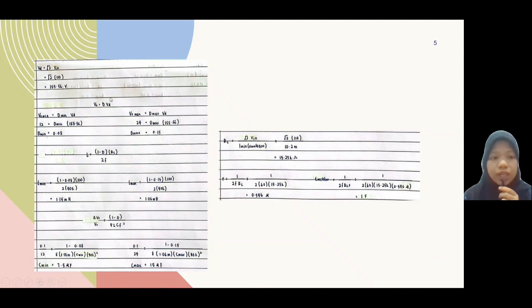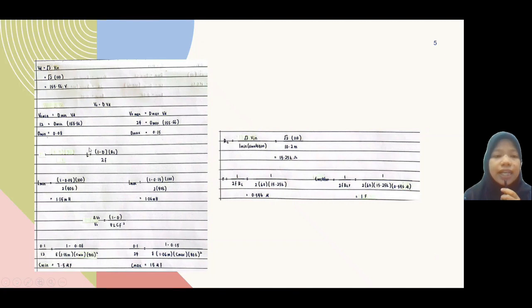Next, we need to find the Dmin and Dmax. We use the formula Vout equals D times Vd. So the Vout for min is 12. Then we put the Vd, which is 155.56. So the Dmin is 0.08. For the Dmax, the Vout max is 24, so the Dmax is 0.15.